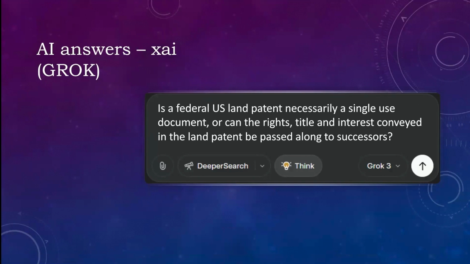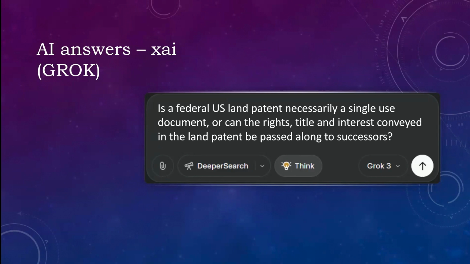So then I asked Grok, is a federal US land patent necessarily a single-use document? Because you see this argument if you go looking at someone like Ron Gibson, whose material we're going to look at. In my opinion, he's one of the leaders, the leader in this space. And you look at the commentary by the trolls under his videos, and it will say that the land patent is a single-use document. It conveys the land from the government to an individual, and that's it. And then the states have jurisdiction over property transfers. So I wanted to know what at least Grok thinks of that and look at why.